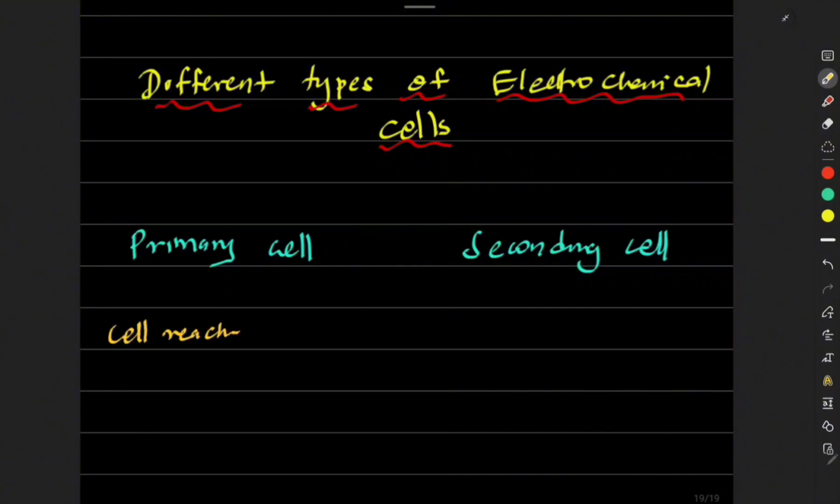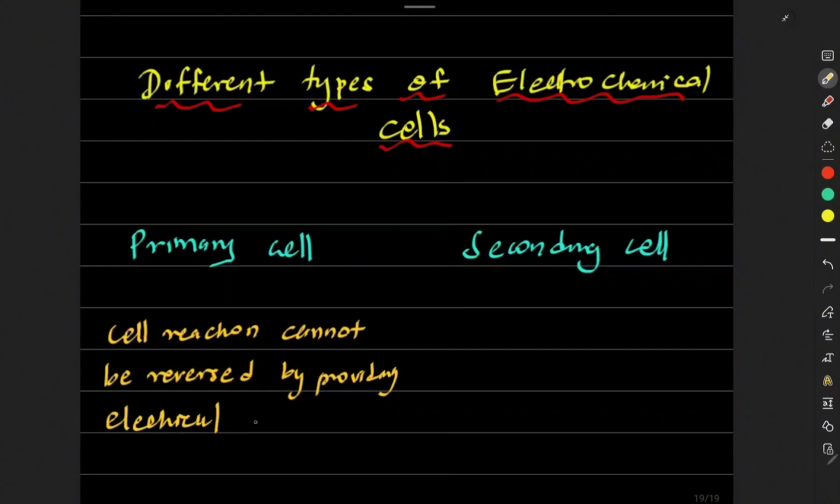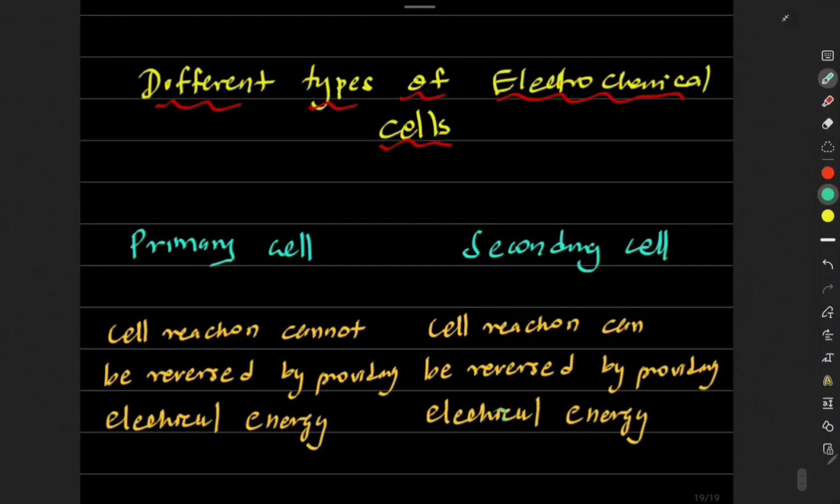Cell reaction cannot be reversed by providing electrical energy. But the secondary cells are rechargeable. The cell reaction can be reversed electrically. This means it is rechargeable.